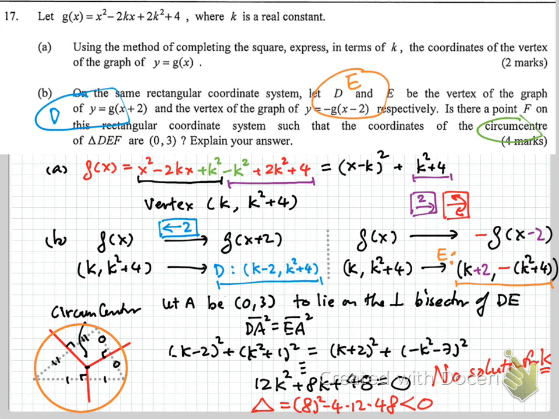So this is about the transformation question. It involves a lot of knowledge, and it is one of the most difficult, most challenging transformation questions in the DSE paper so far.